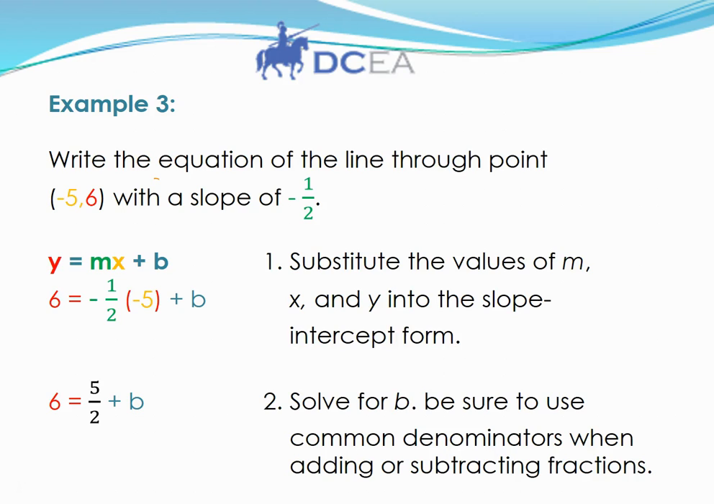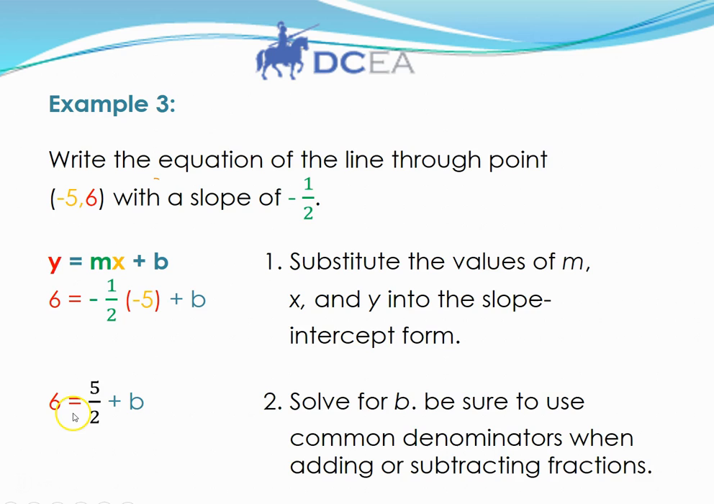Example 3. Write the equation of the line through the point (-5, 6) with a slope of -1/2. You have all the information you need, so substitute into the slope-intercept form. Remember that -5 is x1 and 6 is y1. The -1/2, which is the slope, will be m. So y becomes 6, m becomes -1/2, x is -5, and we will be solving for b.